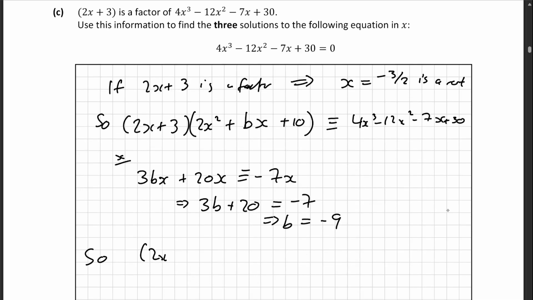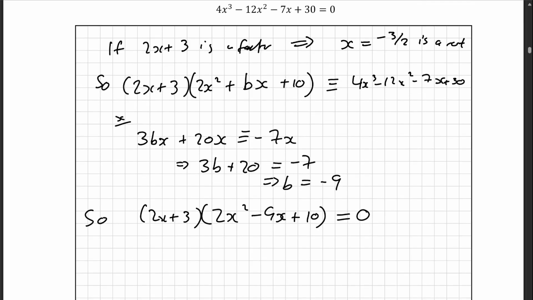So 2x plus 3 times 2x squared, take 9x plus 10 equals 0 because they're all equivalent. So now in solving that quadratic, we're just going to get something a bit nicer here, I would think. Okay, so here, well, it's asking for solutions. So with this, we get x equals 5 over 2.